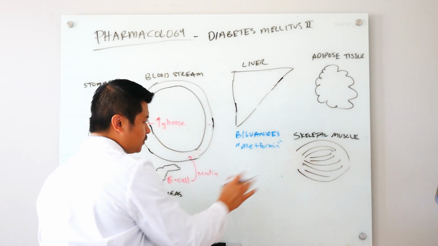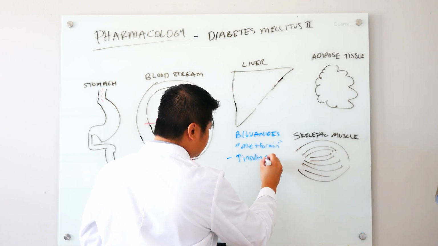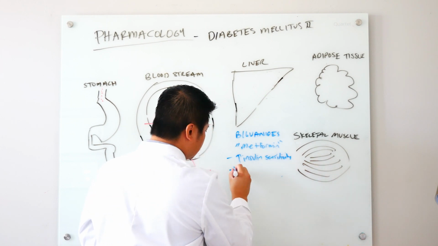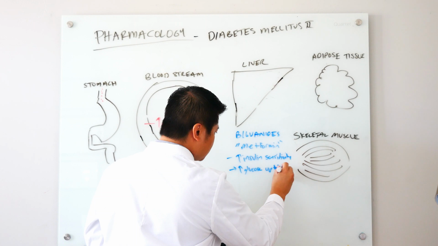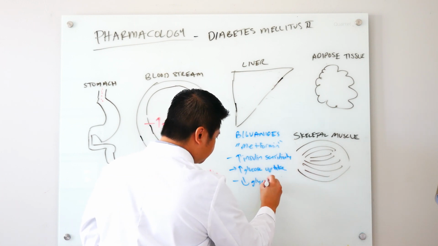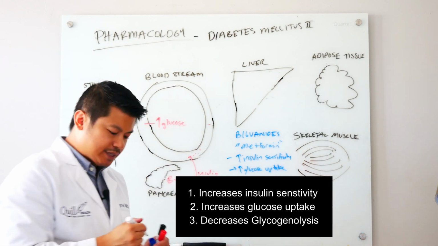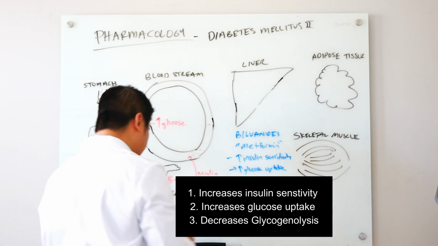It does a few things here. One, it increases insulin sensitivity in the liver. It also increases glucose uptake, and also decreases glycogenolysis. Glycogenolysis is the breakdown of glycogen into glucose. So that is the mechanism of action.